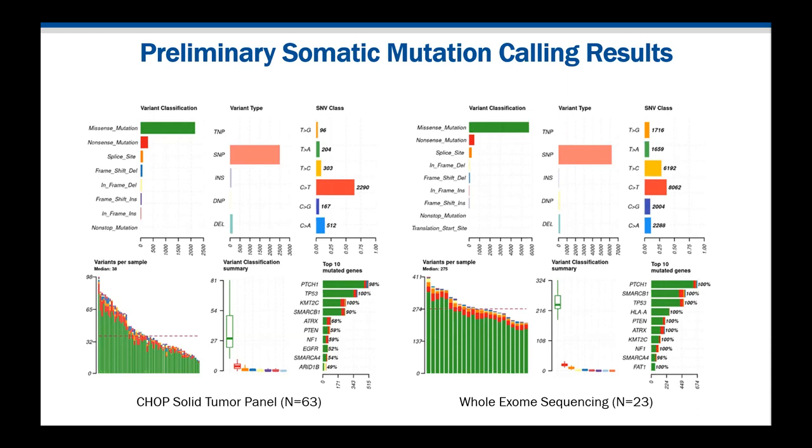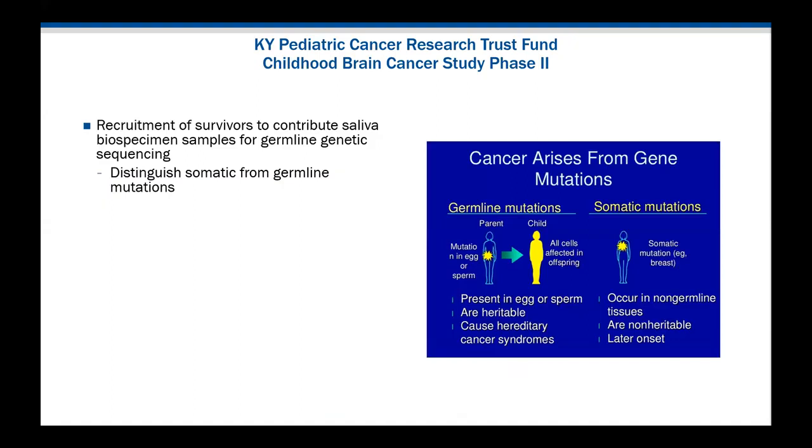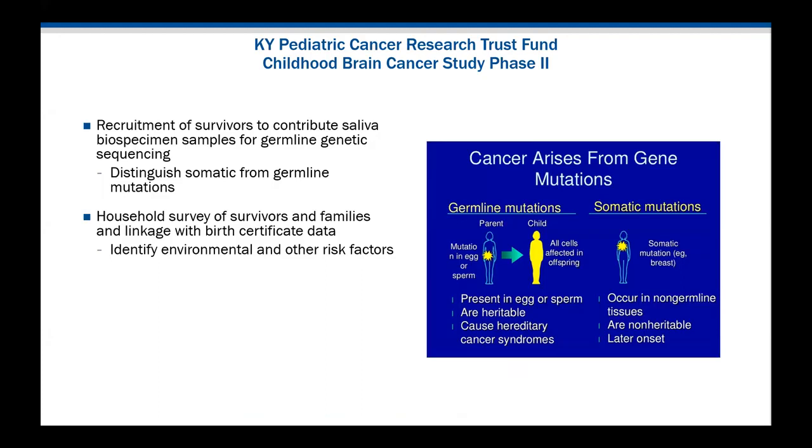Some of our investigators are intrigued by the prevalence of the KMT2C mutation that's showing up in both of these data sets. We've done some comparisons already, looking at RNA-seq data, comparing the pilocytic and non-pilocytic astrocytoma patients and the genomic profiles there, and seeing some differences. So we're really excited about moving into the second phase of our study, where we're going to approach and consent survivors from the initial cohort, obtain a germline specimen, a saliva specimen, from participants who agree to participate, and also conduct a household survey.